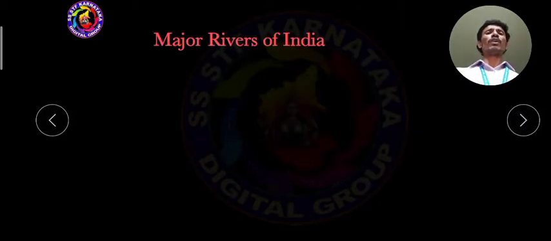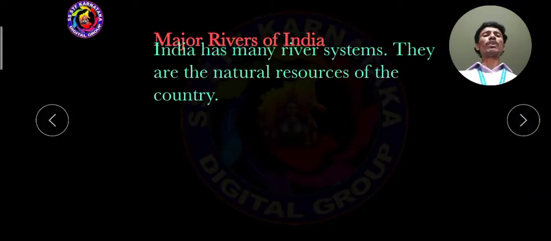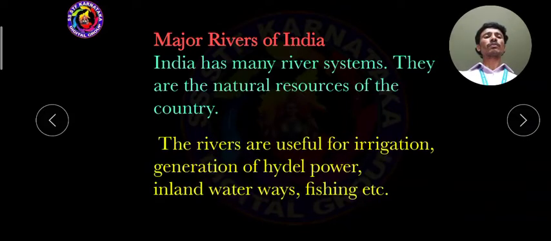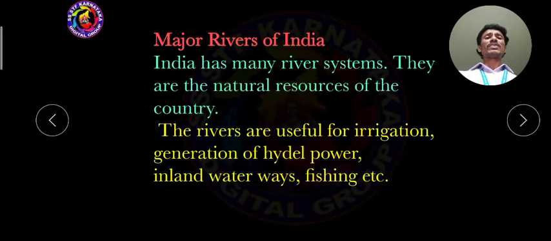The major rivers of India means the very important rivers of our Indian country. India has many river systems. They are the natural resources of the country, meaning resources supplied by nature. Here the credit for the rivers existing goes to nature only. The rivers are useful for irrigation, already explained, then generation of power, and inland waterways inside India. By using the ponds, lakes and rivers, goods and services are transported from one place to another place. For such a purpose also we use water. Then fishing purpose also we use water.